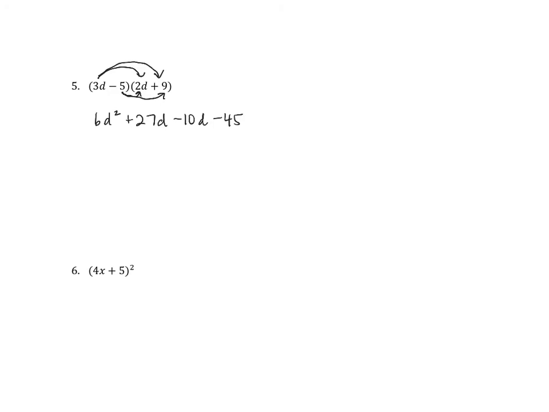Now it's about finding like terms. Notice the middle two terms are d, so those are like. So I'll have 6d squared plus 17d minus 45. And that is the product.